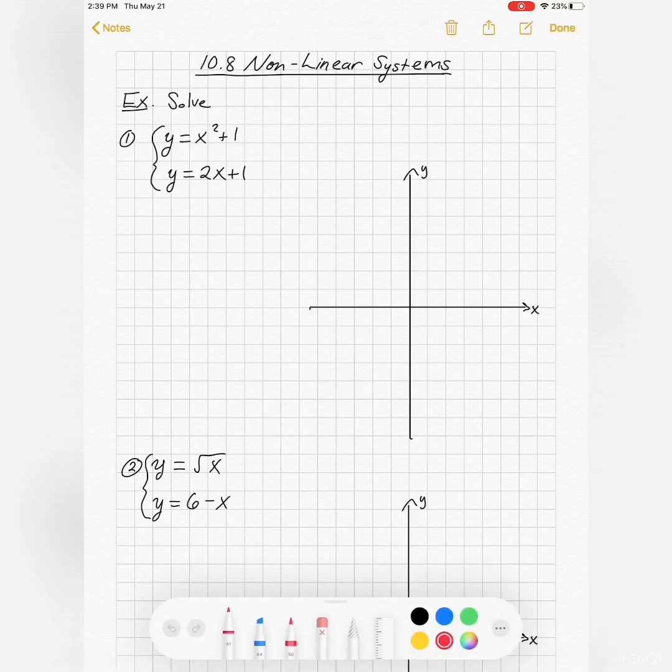So what about this makes it nonlinear? See how this first equation has an x squared. The second equation here is a linear equation, so that's a line, but the first one is not. So overall, this is a nonlinear system. My goal is to solve this system.